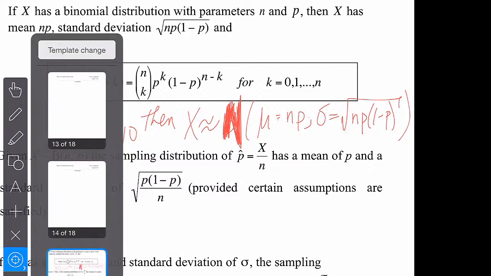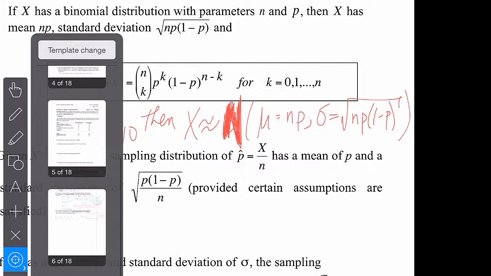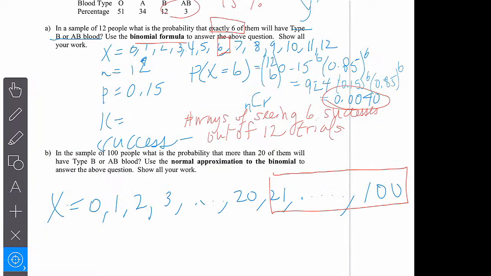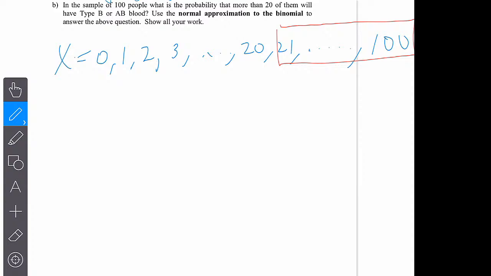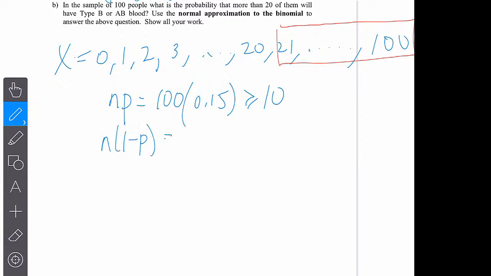So I'm still using the first formula from the formula sheet. What we're going to do is check first. Let's verify that n times p, which is 100 times 0.15, is greater than 10, and yes, it is, because it's 15. And n times 1 minus p is equal to 100 times 0.85, and that certainly is greater than 10. So these are both true.